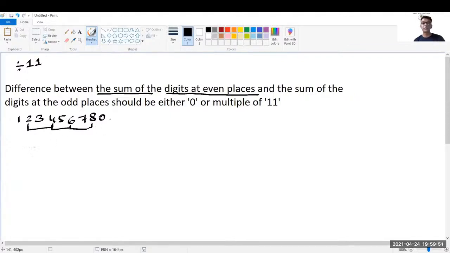So I take the sum of the digits in its even places. That's 20. Then I take the sum of the digits at its odd places. 1 plus 3, 4, 4 plus 5, 9, 9 plus 7, 16, 16 plus 0, 16.